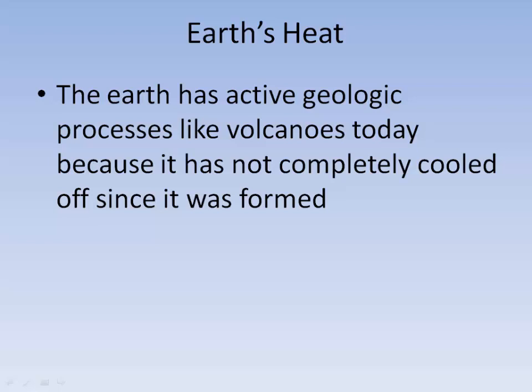When we said a minute ago the early Earth was completely melted, it's obviously cooled off quite a bit since it was formed. But the Earth still retains a tremendous amount of heat. The core is at about 6,000 degrees. That's as hot as the visible surface of the sun. And because the Earth has not completely cooled off, and because it's very hot on the inside and cool on the outside, the Earth has active geology, like volcanoes, plate tectonics, earthquakes, things like that. If the Earth was completely cooled off, we wouldn't have geology like that.